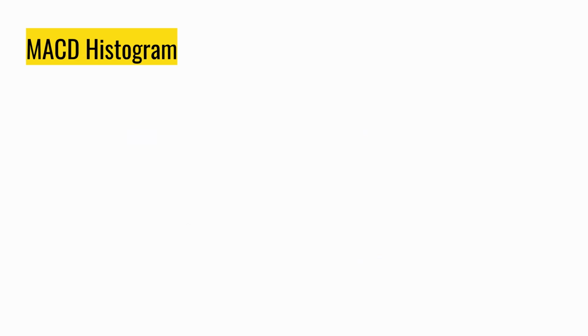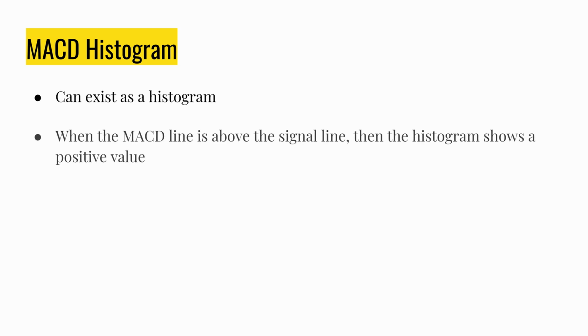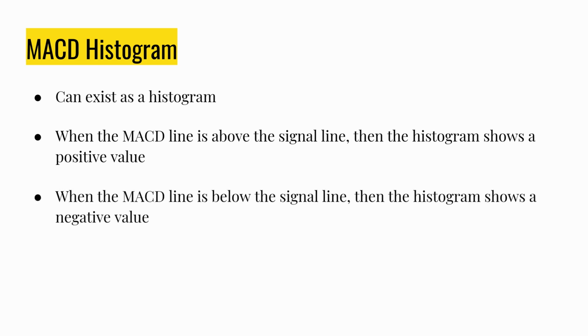As with all indicators, the MACD can exist as a histogram. When the MACD line is above the signal line, then the histogram shows a positive value. On the other hand, if the MACD line is below the signal line, then the histogram shows a negative value.